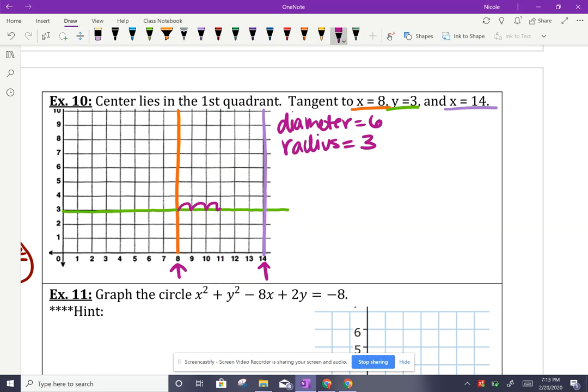It is in fact going to be on top. So I counted over 1, 2, 3. Then I count up 3. 1, 2, 3. So right here is where my center point is. I don't need these anymore. There we go. That is my center point. And now I'm going to create a circle that's going to touch those 3 tangent lines. And it's going to have a diameter of 6.